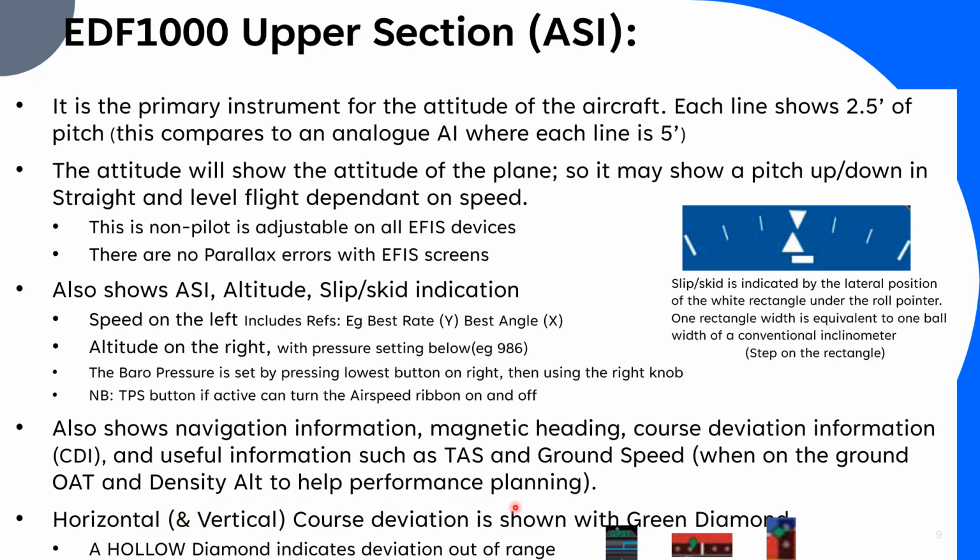The horizontal and vertical course deviation, as I said, is shown by a green diamond. And you can see here we've been flying slightly to the left to intercept the course, or this one, if you're doing an ILS, it's actually spot on. A hollow diamond indicates the deviation is out of range.